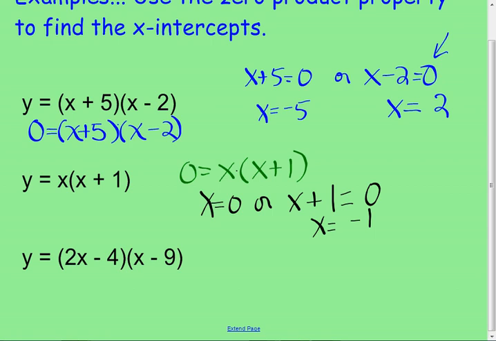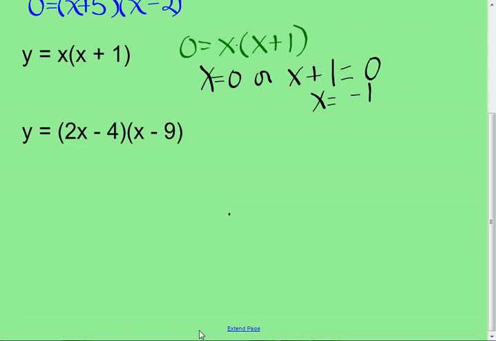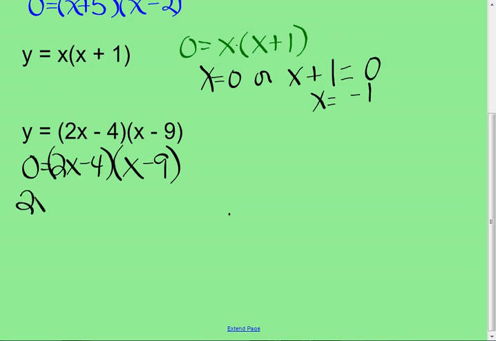What about this one? Oh, here I am in the same problem. So what are you going to set equal to 0? You have 0 equals 2x minus 4 times x minus 9. This is factored form. That's right, because 2x minus 4 is 0. Some of you hit this fast and will just see the answers. I'm okay with that. Or x minus 9 is 0.